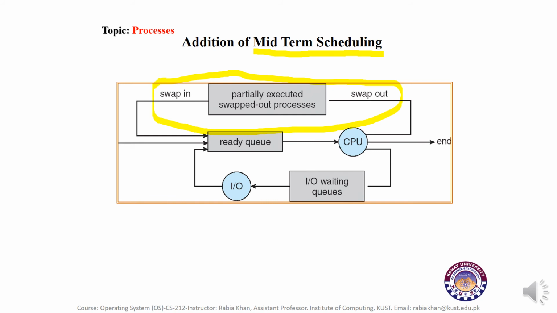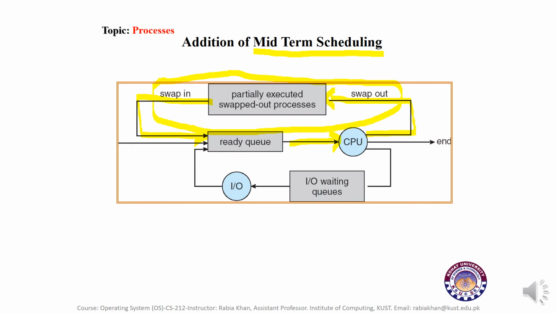Here you can see, a process is in ready state, it is being executed, and for some reason it is swapped out or suspended. That suspended process is then swapped out of the system by the midterm scheduler, and when it is required back, it is swapped in again by the midterm scheduler to the tail of the ready queue.